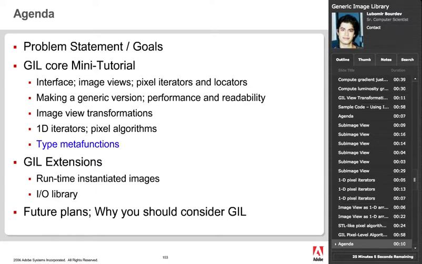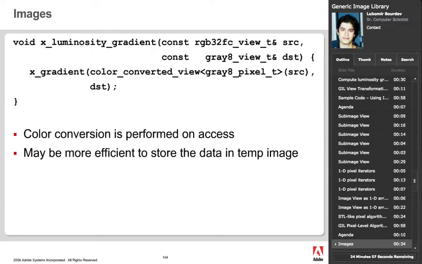We will conclude our tour of GIL core with a discussion of GIL's metafunctions mechanism. Let us start with a motivating example. Consider this non-generic code that computes the gradient of the luminosity of a 32-bit RGB image. Color converted view performs color conversion every time a pixel is accessed. In our algorithm, we end up accessing each source pixel twice on average.